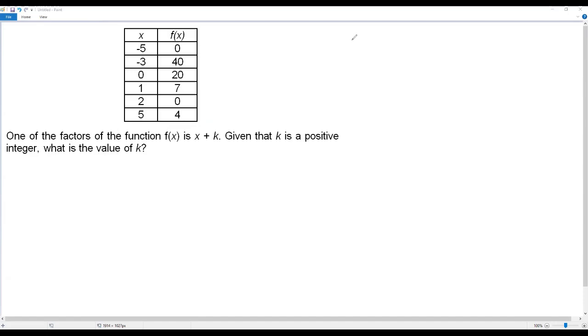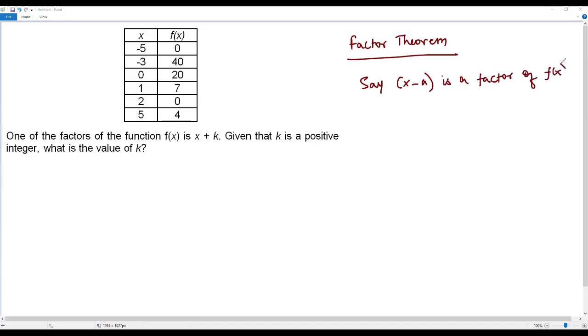Okay, before we start solving this problem, let's understand the factor theorem. Say x negative a is a factor of a polynomial function f of x. Here I'm saying that x negative a is a factor of a polynomial function f of x.